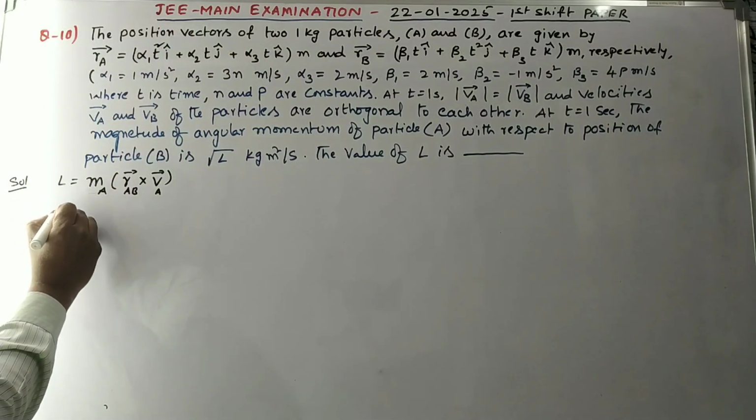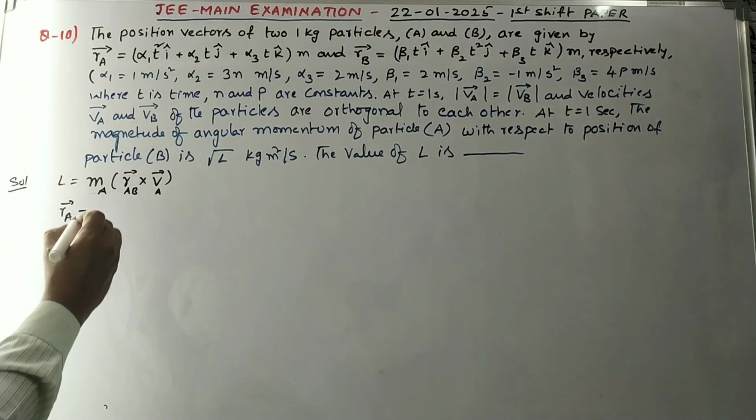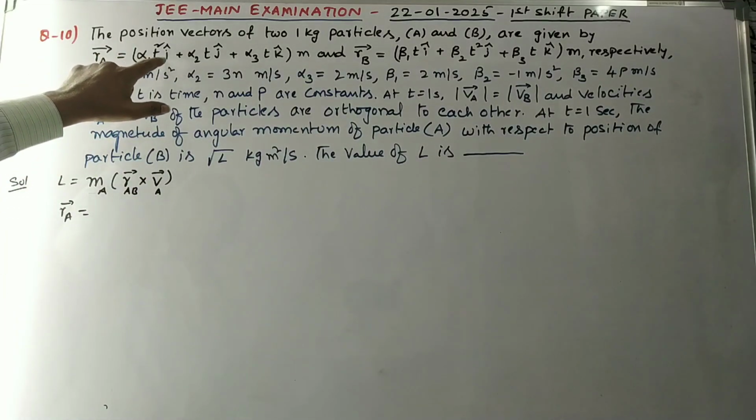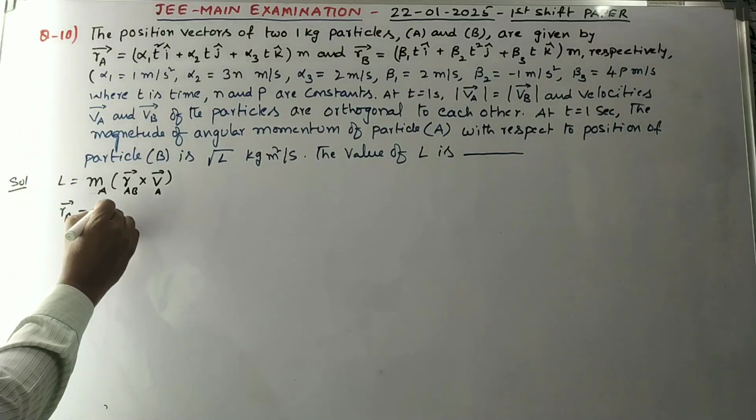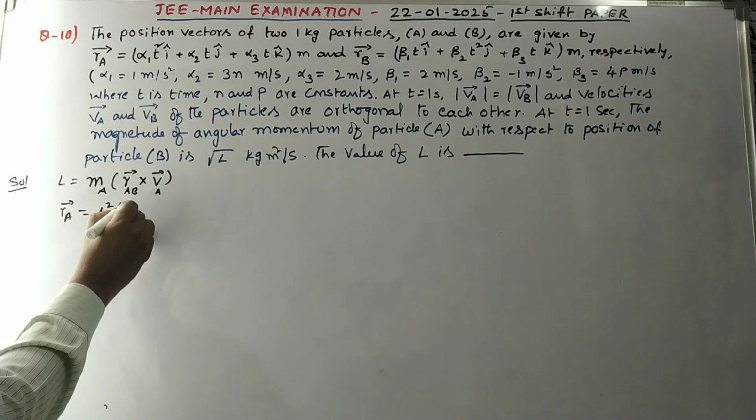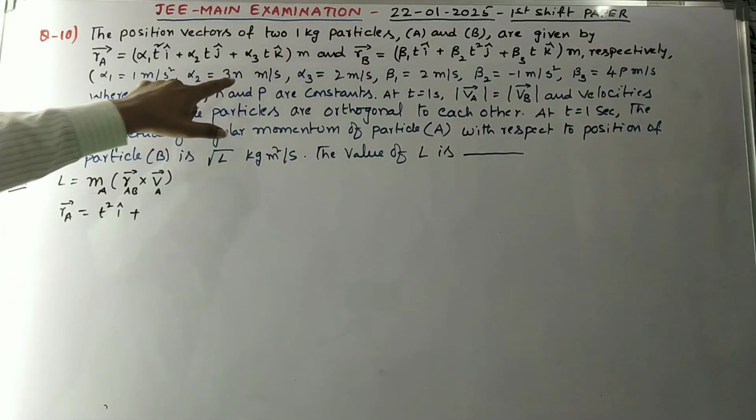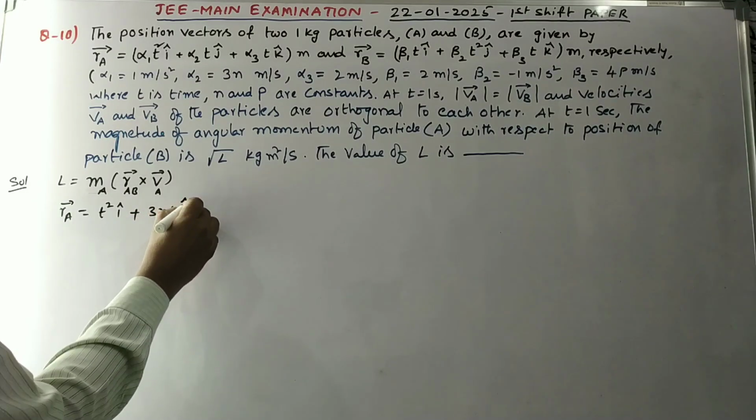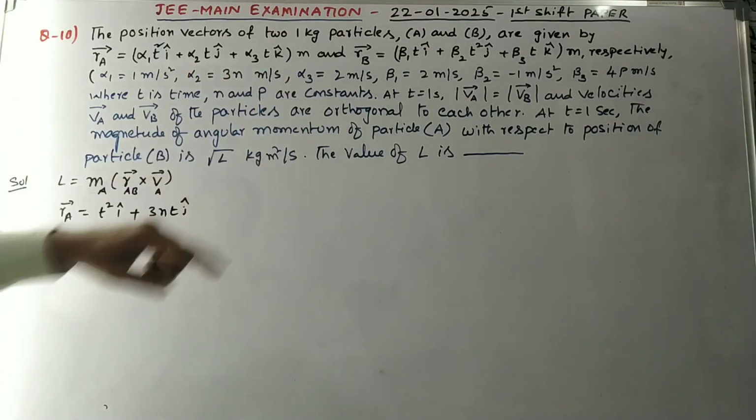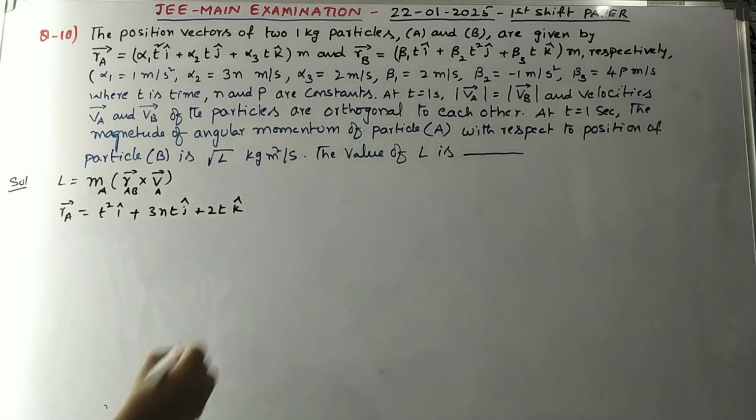What is given? The position vector of particle A: R A bar is equal to alpha 1 t square I cap. Alpha 1 is given as 1, so directly 1 into t square I cap, plus alpha 2, which is 3n, t j cap, plus alpha 3, which is 2 plus 2t, k cap.